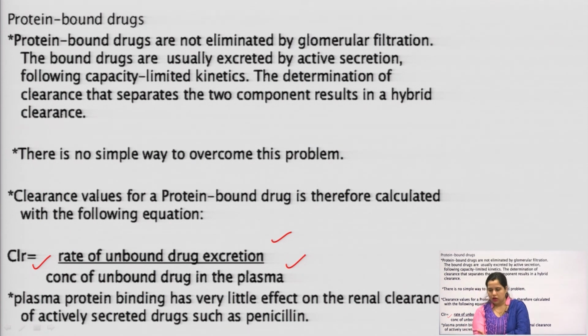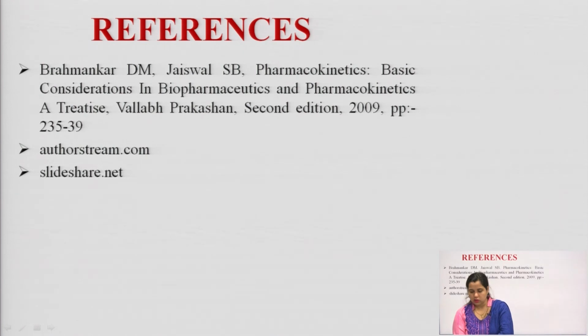So, basically bound drugs are usually excreted by active secretion, so we generally take it into consideration. Plasma protein binding has very little effect on renal clearance of actively secreted drugs such as penicillin, but apart from this we always take this into consideration.